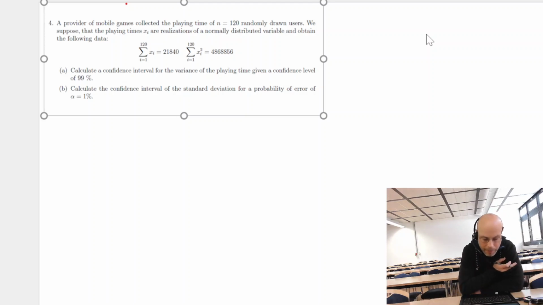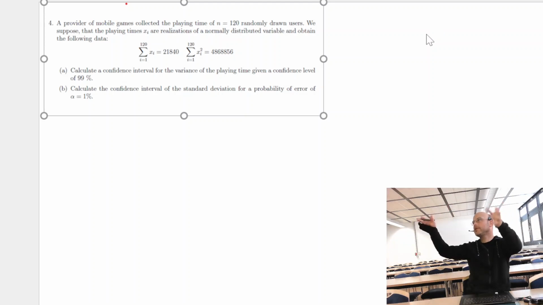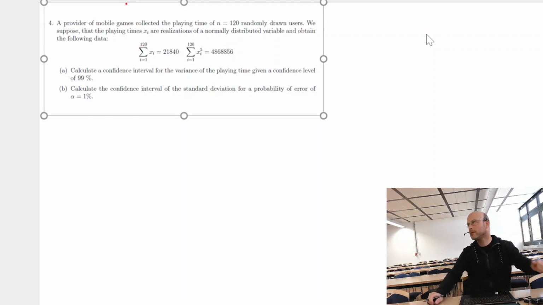So a provider of mobile games collected the playing time of 120 randomly drawn users. This is something you are faced with, I think, every day on the internet. If you are creating an account, then you are always asked, well, I will take your data and I will use this data for analyzing my users, and so on.